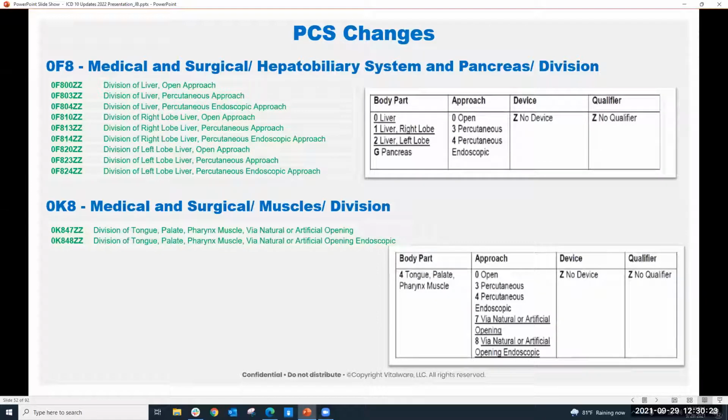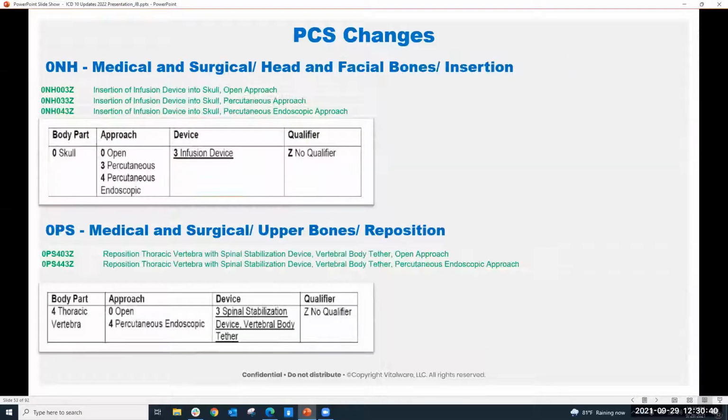The next table is OK8, and this is the division of muscles. These procedure codes will allow us to report procedures such as the stapling of Zenker's diverticulum via a transorifice endoscopic approach. Next table is ONH, and this is the insertion into the head and facial bones.